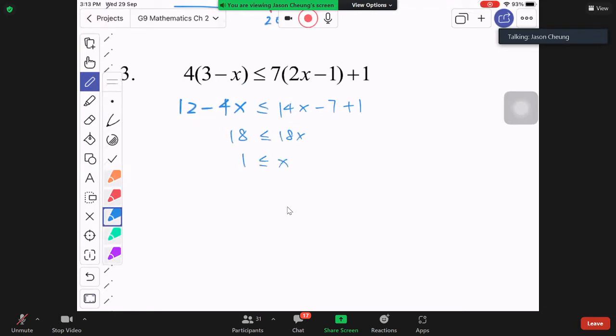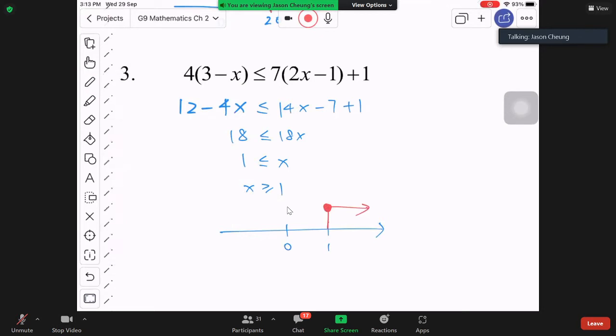And then the x is always on the left-hand side, therefore, they become like this. Very easy, right? 0, 1 arrow. Greater than or equal to, therefore we need to fill in the circle here. Very easy. All right, any question?